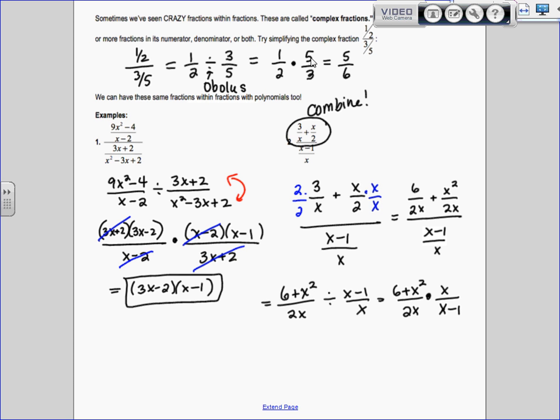Okay. So there's only one thing that cancels. What cancels in this case? Yeah, just this x here and this x here. That's all. So sad. It was looking like it was going to be so much better. It just wasn't. All right, so that's our final answer. So 6 plus x squared all over 2 times x minus 1.